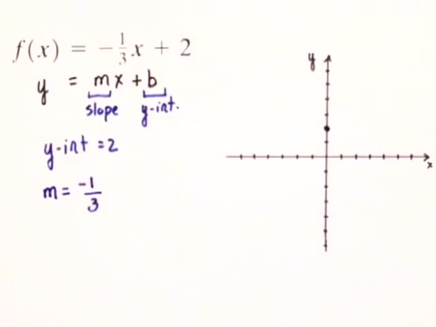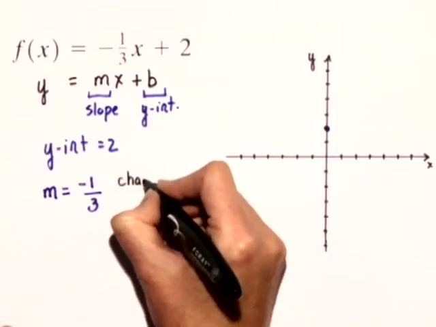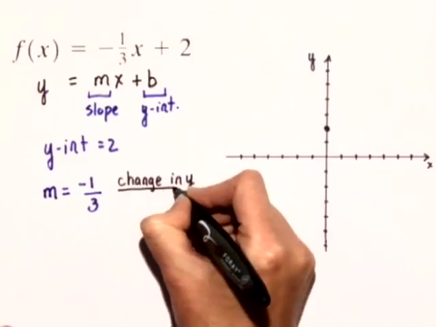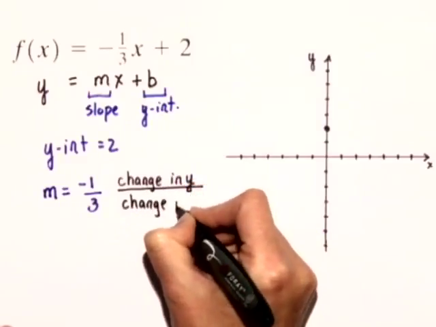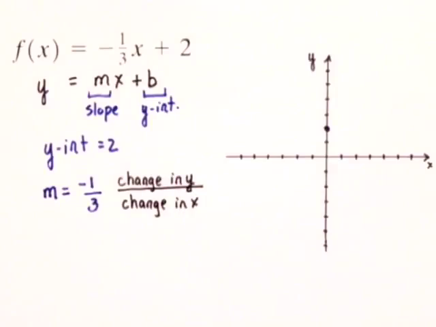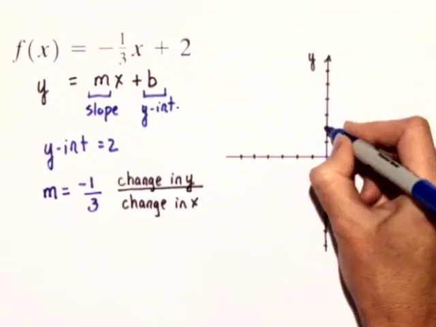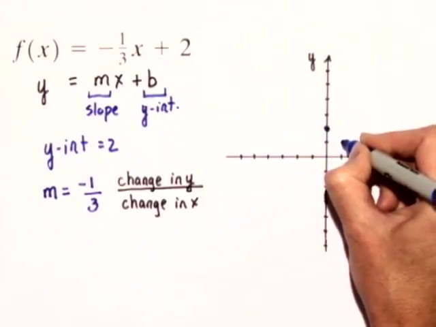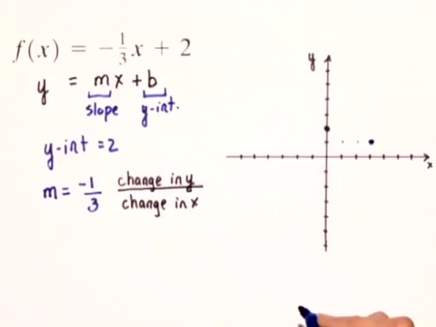Remember what slope really means. Slope really means the change in the y direction over the change in the x direction. So, from this y-intercept where I started, I'm going to go down 1 unit along the y-axis, and then I'm going to go 3 units to the right along the x-axis, and I'll plot another point.